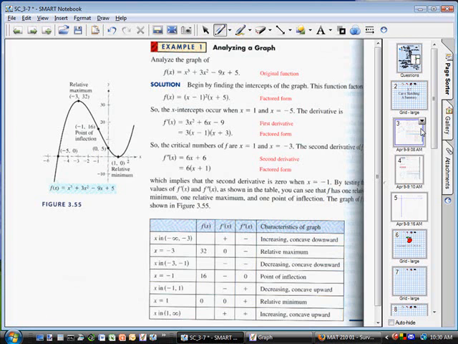So what did we do? We said, when is the function equal to 0? When is the first derivative equal to 0? And when is the second derivative equal to 0? Those are all special points. Then they just made a chart and said, let's summarize what we know about this thing. Take a look at the chart. Can you make sense out of that?